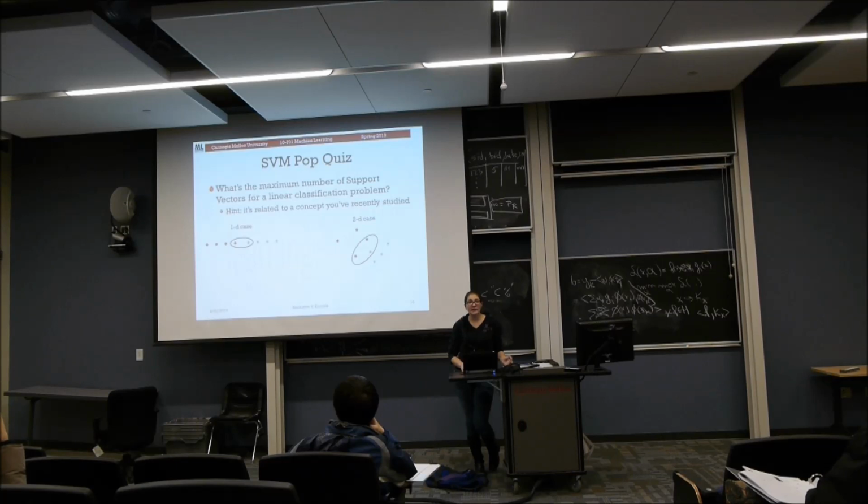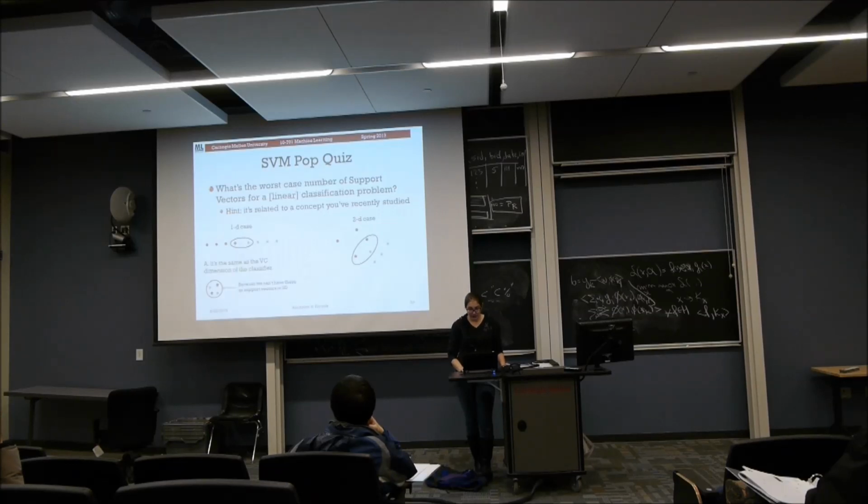For the 1D case, we can see that we have two possible support vectors. Now, for the 2D case, we have three useful support vectors. Okay, what do you think is the concept? What concept does this relate to?